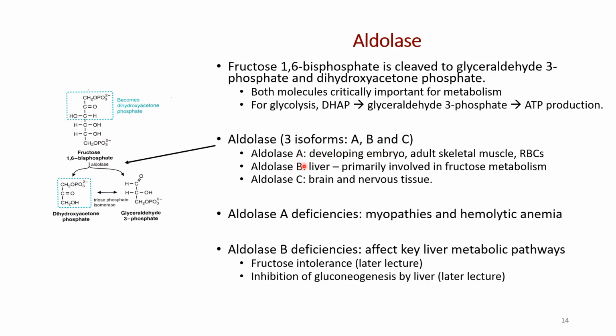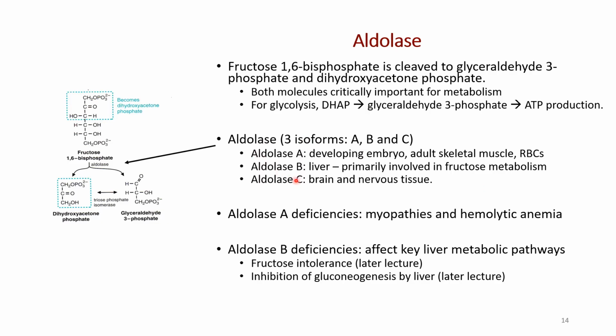Aldolase A is going to be found in developing embryos, during pregnancy. But it's also found in adult skeletal muscle. So fast twitch skeletal muscle will have aldolase A, and of course red blood cells will have this as well. Aldolase B is found primarily in the liver. And that aldolase B is going to be an enzyme that's involved in fructose metabolism. We'll see it a couple of lectures from now, but when a person is fructose intolerant and they can't digest fructose, a lot of times it's because they don't have the aldolase B enzyme.